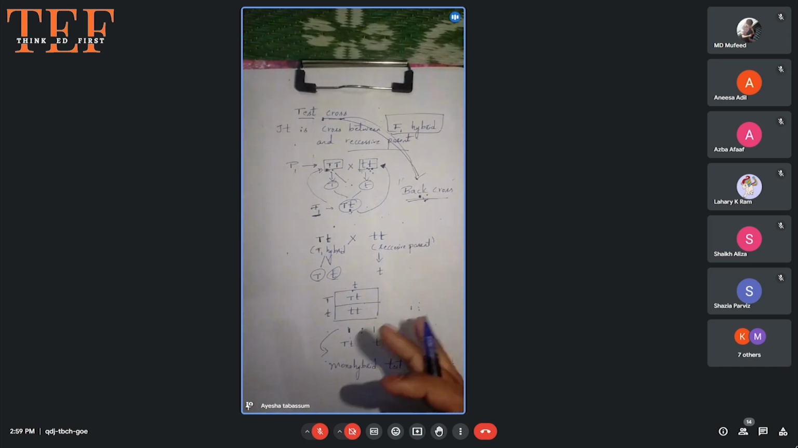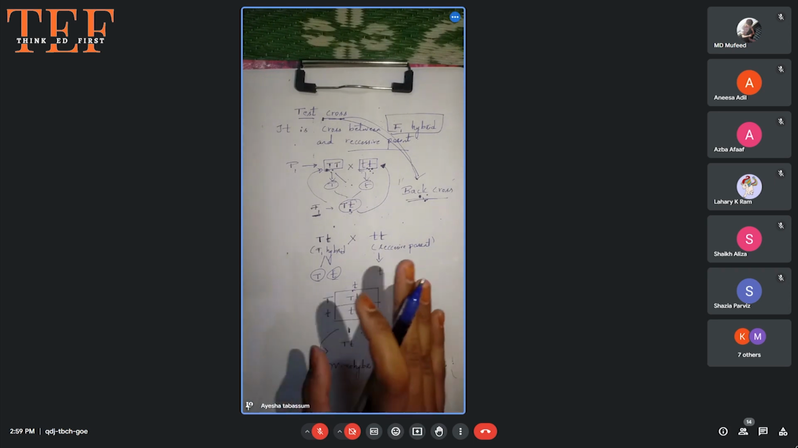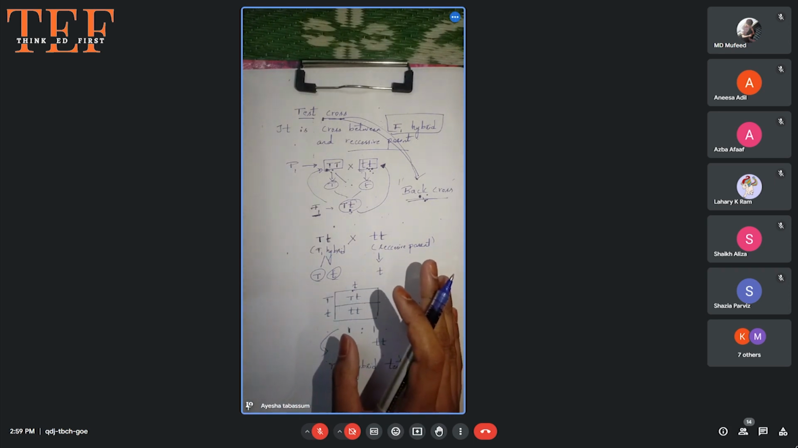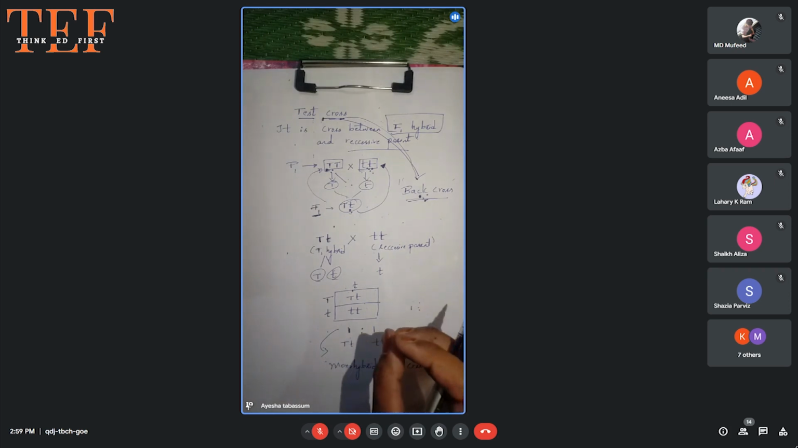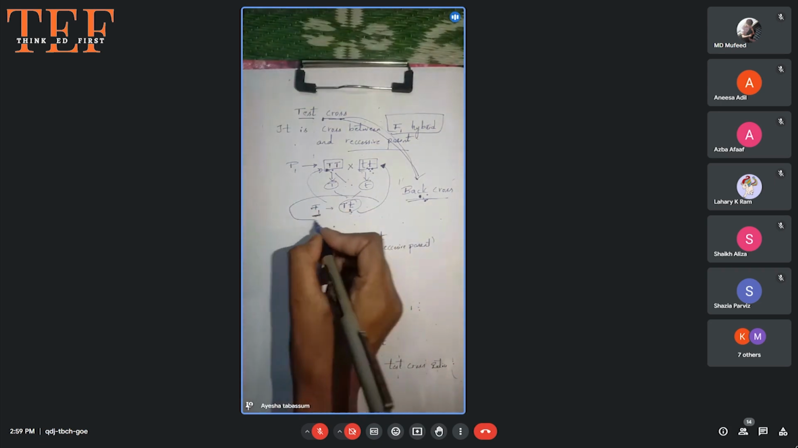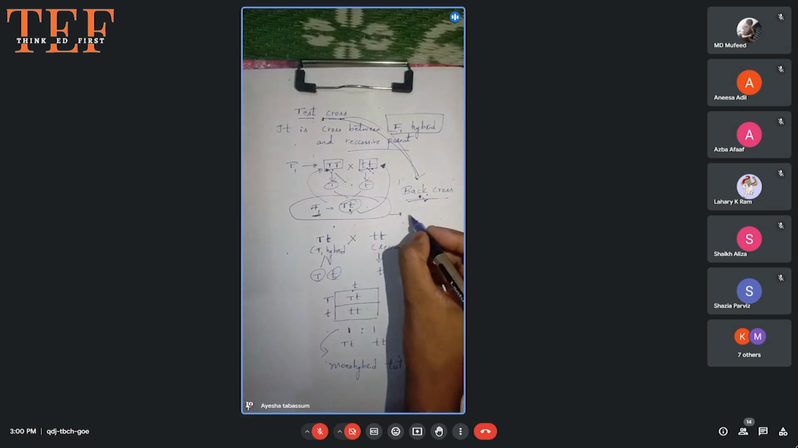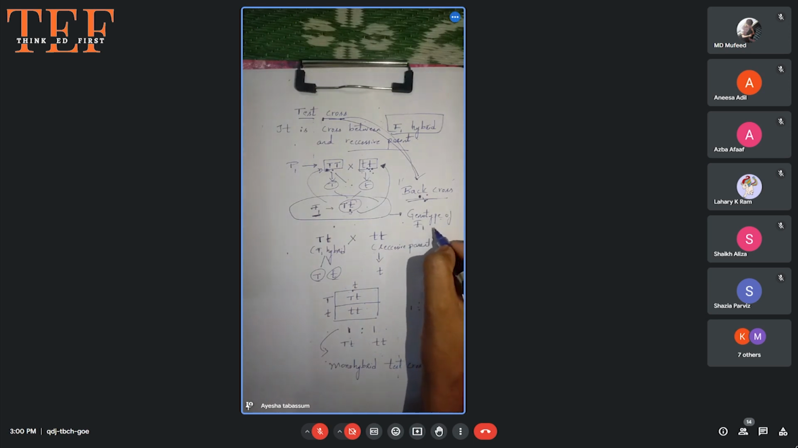Now, what is the importance of test cross? This question was repeated. Why are you going to do test cross? There will be some reason, no? Because of that, you are performing this test cross. It is basically performed to find out the genotype of the F1 hybrid.